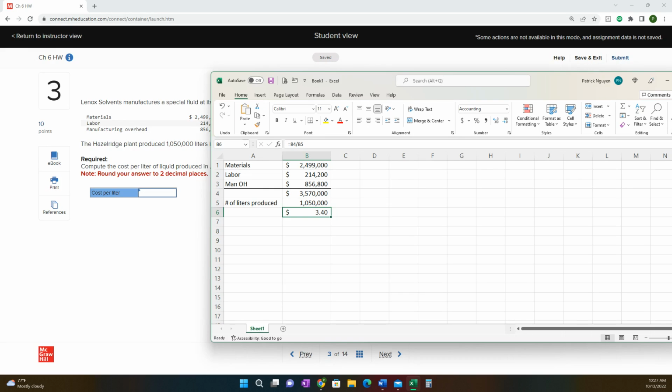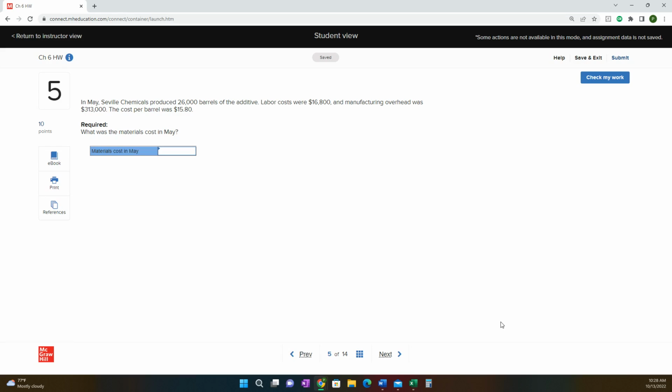Question number 4 is going to be calculated in the same way, so you can work that on your own. Question number 5, I'm going to let you work on your own as well. It's very similar to questions 3 and 4, except that it gives us the final answer, which is the cost per barrel, and we have to work backwards to figure out the materials cost. So just remember to convert the cost per barrel to the total cost, and then you can figure this one out pretty easily.